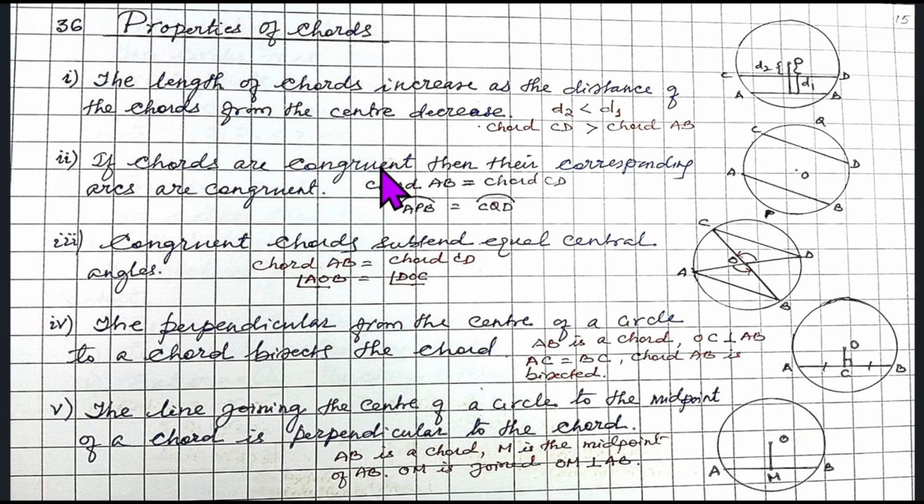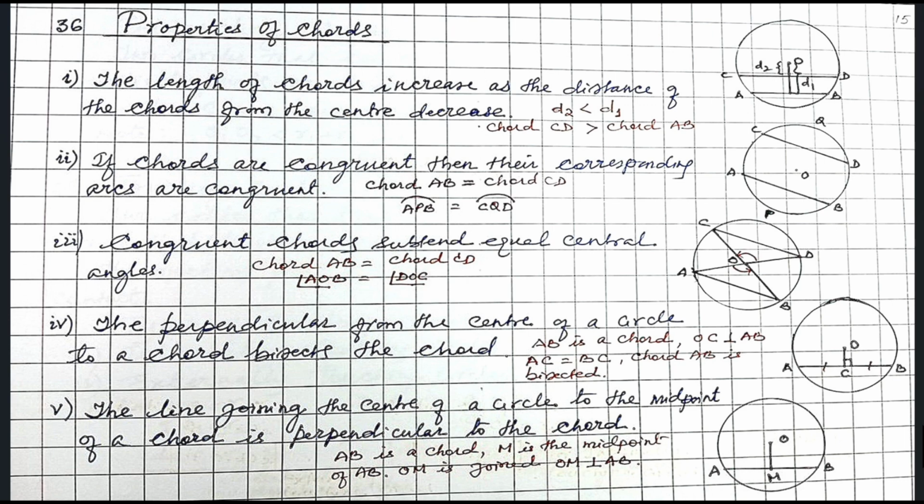If chords are congruent, then the corresponding arcs are congruent. If you have two chords AB and CD, they are equal. AB and CD are equal, and the arc is APB here and the arc is CQD here. So these two arcs are also congruent. That means if chords are congruent, then their corresponding arcs are also congruent. That is, arc APB is equal to arc CQD.